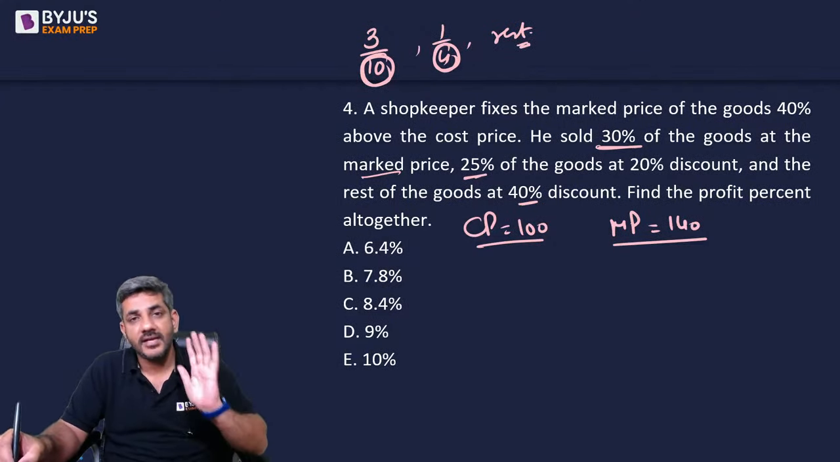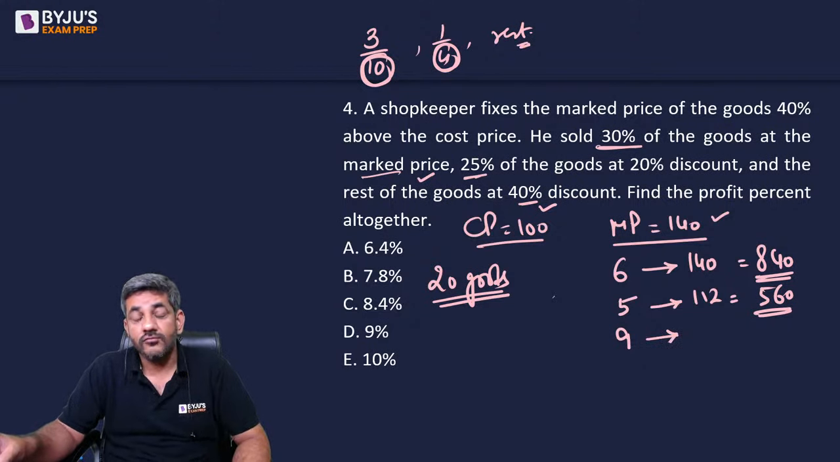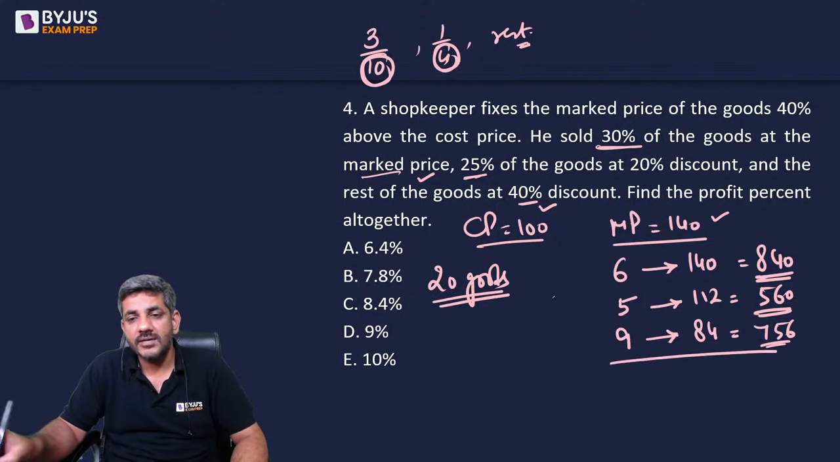And the rest of the goods at 40% discount. The rest of the goods is 9. Now 40% of 140 would be equal to 56. So when a discount of 56 is given, they are sold for 84 rupees each. So 9 into 84, if I calculate, will be 756. So ultimately my total selling price is 6, 5 and then 21, so they are sold for 2156 rupees.